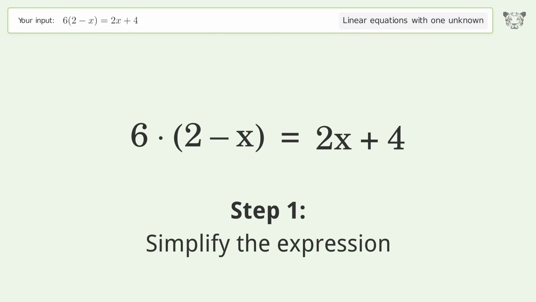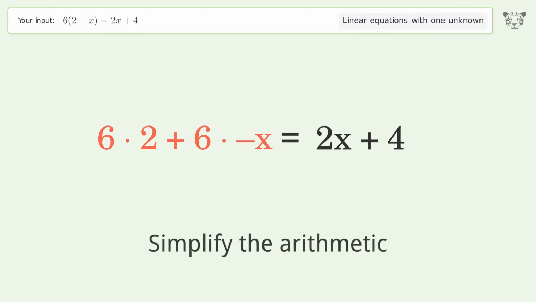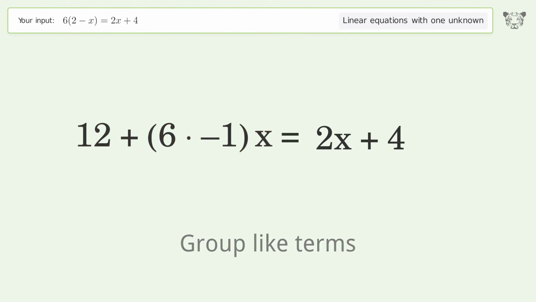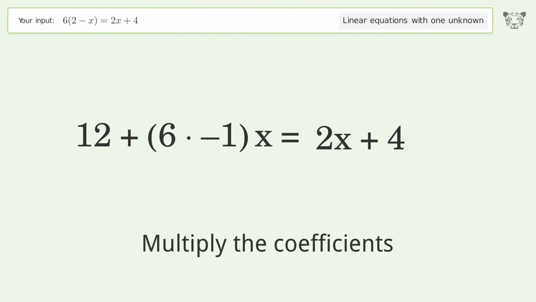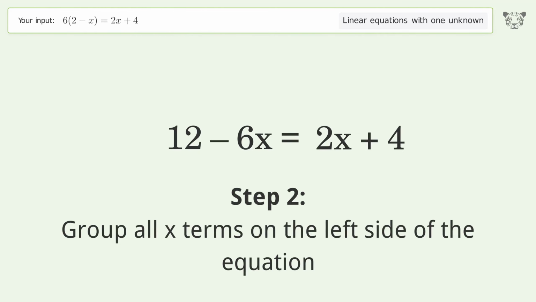Simplify the expression. Expand the parentheses. Simplify the arithmetic. Group like terms. Multiply the coefficients. Group all x terms on the left side of the equation.